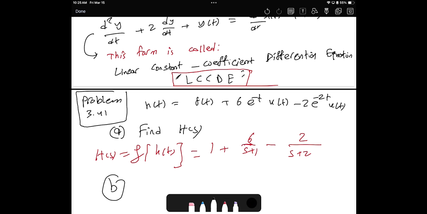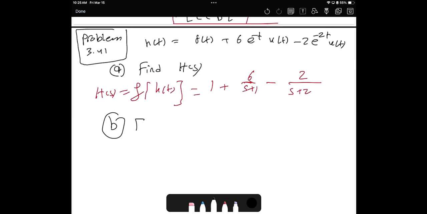Part B, find the poles and zeros of H of s.